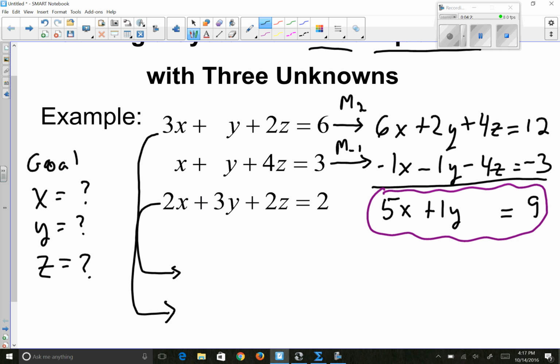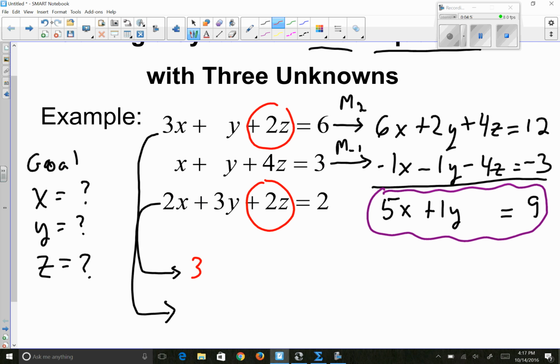And now we use the same column. Here we eliminated the z column, so we have to eliminate the z column again. So we're only looking at this and this. The goal is to make these opposites. I don't care what numbers we make them as long as they're opposites. Like here we had positive 4 and negative 4. This time we're going to make these a positive 2 and a negative 2. That's easy to do because this top number is already positive 2.